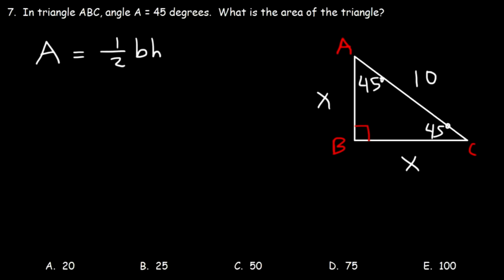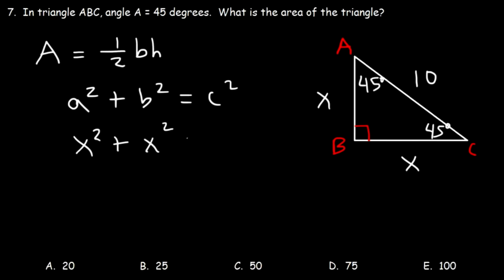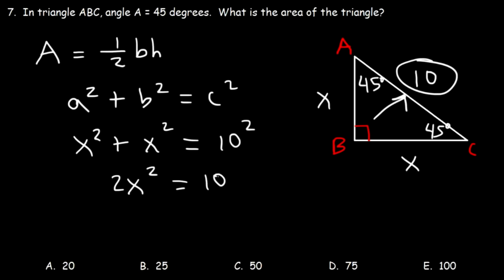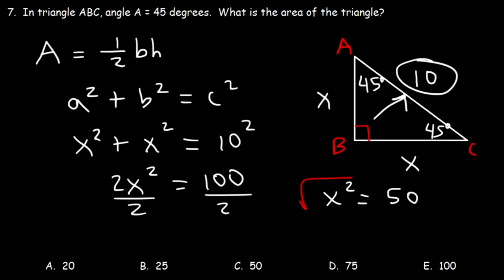Now we can use the Pythagorean theorem in order to find the value of x. A squared plus b squared is equal to c squared. A and b represent the legs of the triangle, so A and B are both x. C is the hypotenuse, which is across the red box. C is 10. X squared plus x squared is 2x squared. 10 times 10 is 100. If we divide both sides by 2, we can see that x squared is equal to 50. To find the value of x, we need to take the square root of both sides. So x is root 50.